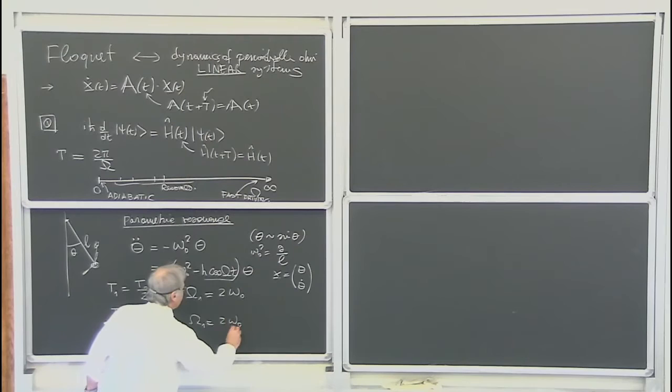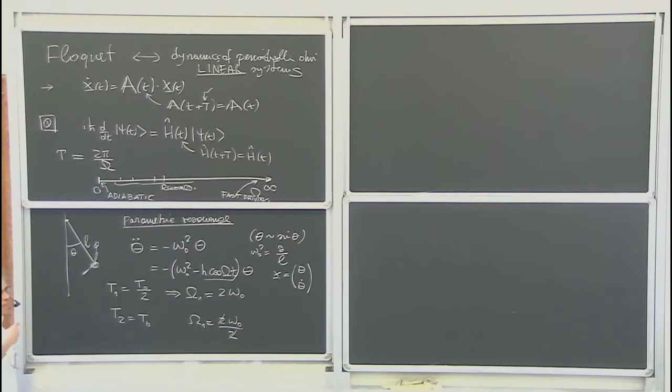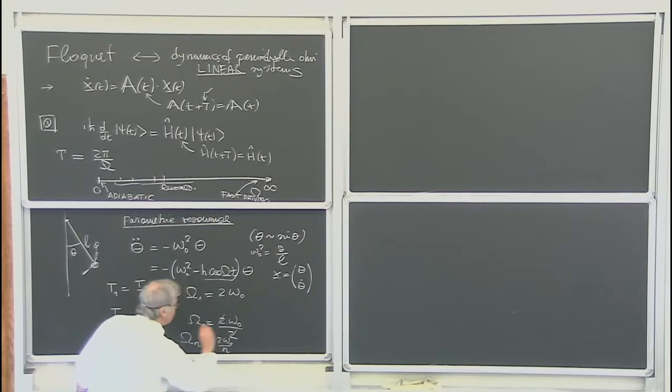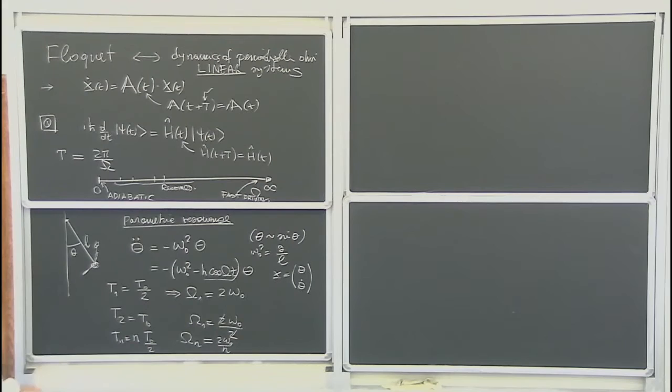And in fact, you can foresee situations where the driving period is arbitrarily a multiple of T over 2. So somehow T_n is n times the half period, okay? This suggests that I should expect resonances when the driving frequency is twice omega zero over n. In a while, we will show that this is indeed the case. This is just an argument, but quite convincing.